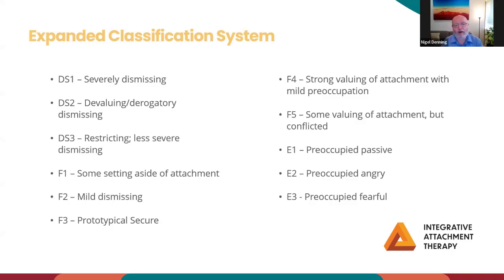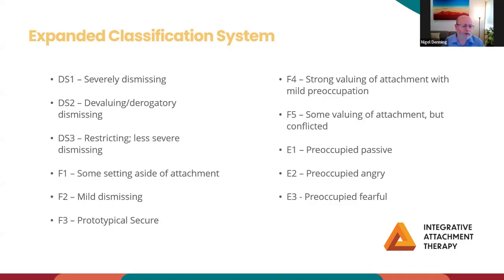DS2 is more devaluing and derogatory dismissing of attachment. I didn't need all that stuff when I was a kid. I was tough. We were built to be tough in those days. We weren't soft like the neighbours. There's this constant kind of putting down of the need for attachment, not necessarily in the way I just mentioned. And then the DS3, and there's a 3A and 3B, which is just a little less severe, but has this sort of constant quality of lack of memory, idealization, but reduction of the emotional needs for attachment.